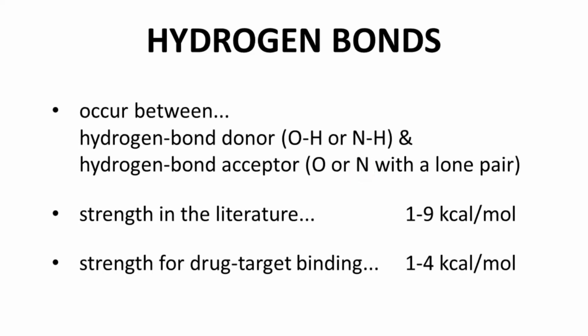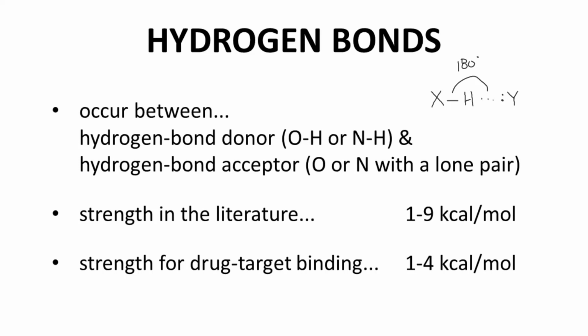Ideally, the donor atom, oxygen or nitrogen, the hydrogen, and the acceptor atom, oxygen or nitrogen, should be aligned as much as possible to give the best bonding interaction. A 180-degree orientation is the best.